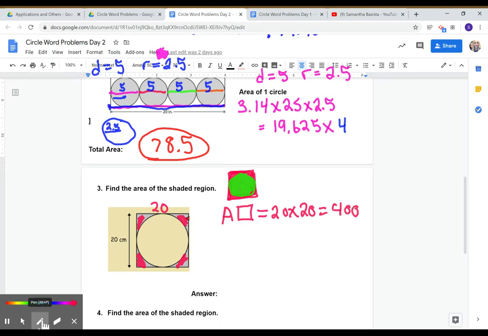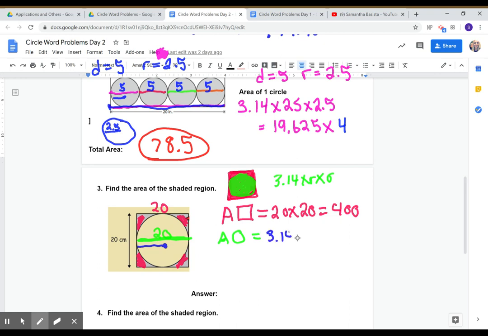Okay, now I'm going to do this part in green. Now let's find the area of the circle. Well, we find the area of a circle by doing 3.14 times r times r. So I need to find the radius here. From one end of the circle to the other end, that would be my diameter. My diameter here is 20, right? So my radius is always half of that. What's half of 20? My radius is 10. So I'm going to do 3.14 times 10 times 10.